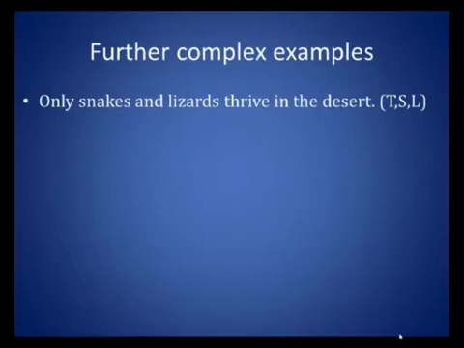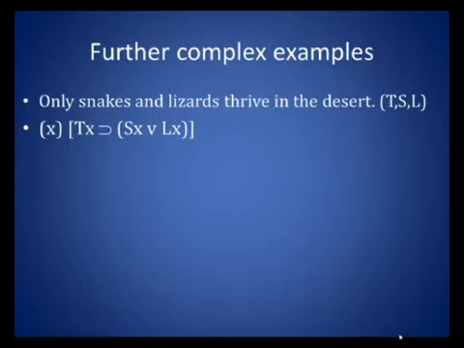What we're talking about is two different things, snakes and lizards. And what we're saying, those are the only things that thrive in the desert. So what we're really claiming here is that if you thrive in the desert, then you are either a snake or you are a lizard. So look at this translation. For all x, if x thrives in the desert, then x is a snake or x is a lizard.